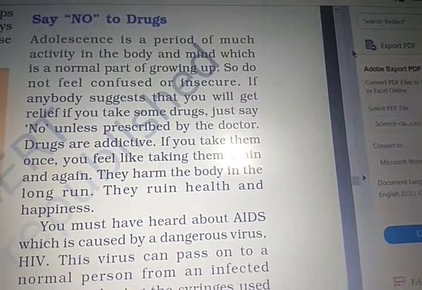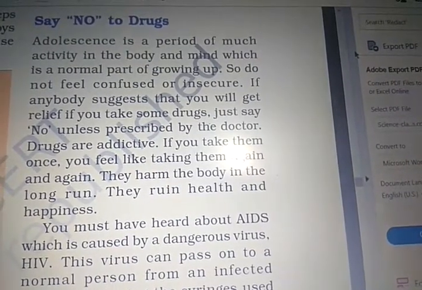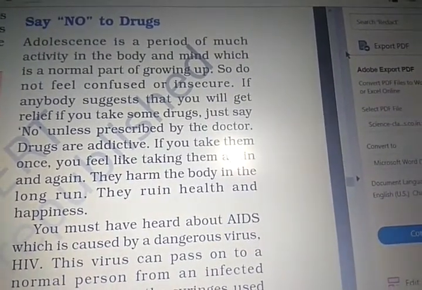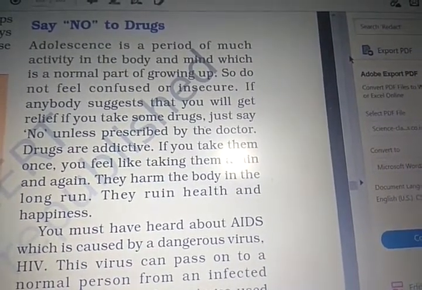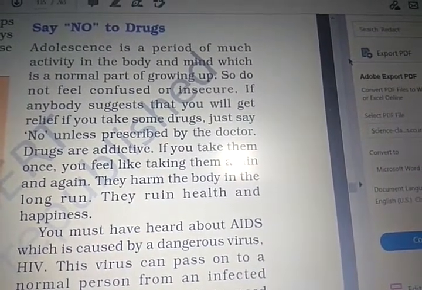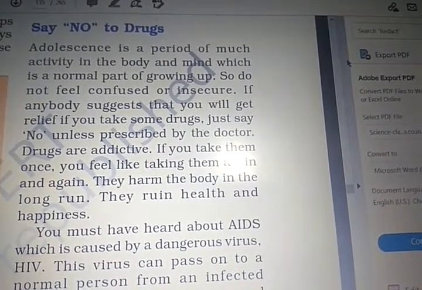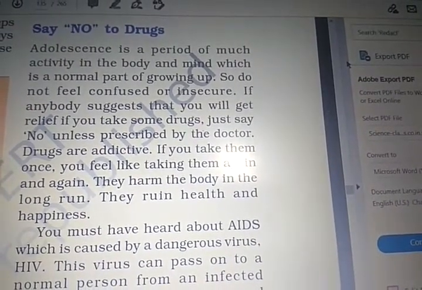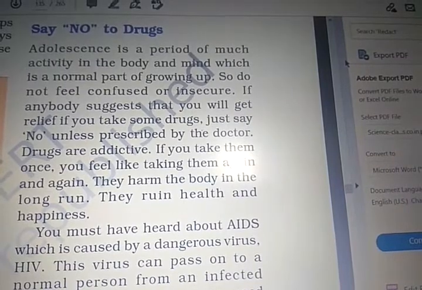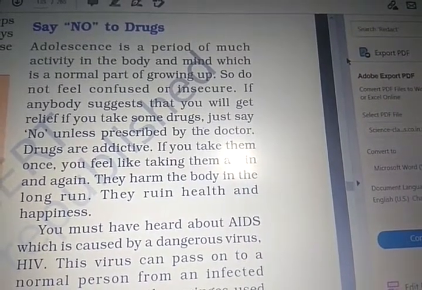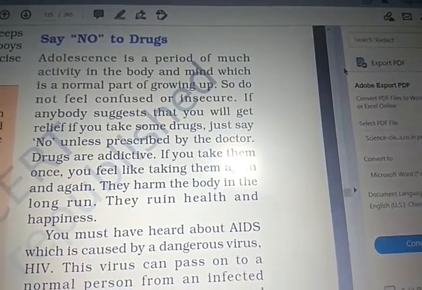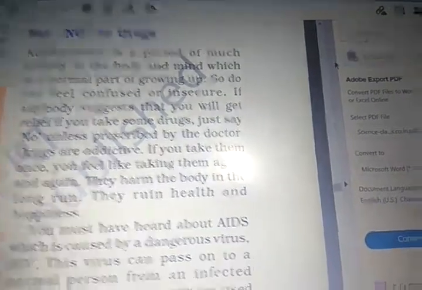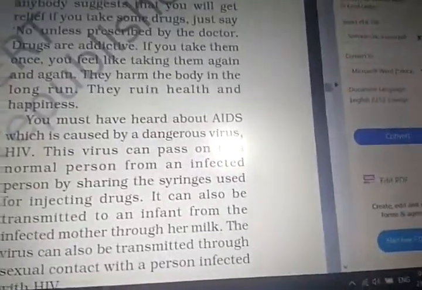And many times we forget that, because we are not doctors, right? So you have to get the doctor's advice, and then you take the drugs, or you can say medicines. Drugs are addictive. If you take them once, you feel like taking them again and again. So they harm the body in the long run. They ruin health and happiness.